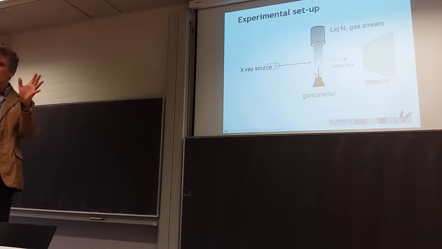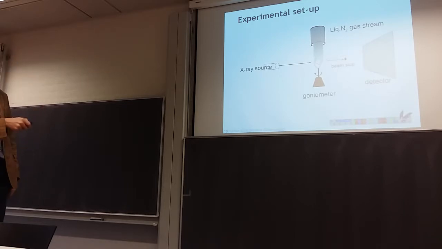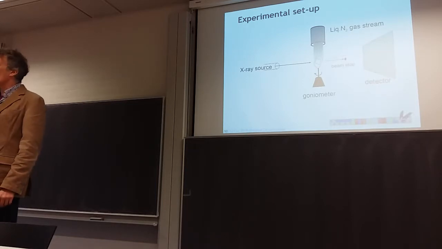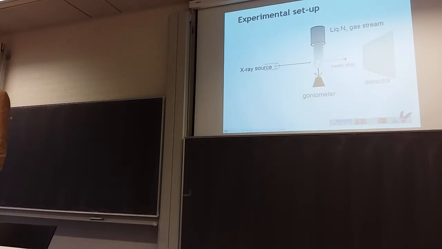And then you can see the diffraction pattern. It's like when you want to observe the corona of the sun, it's best done during a solar eclipse because the moon is in between. So you block the direct radiation and then you see the output.